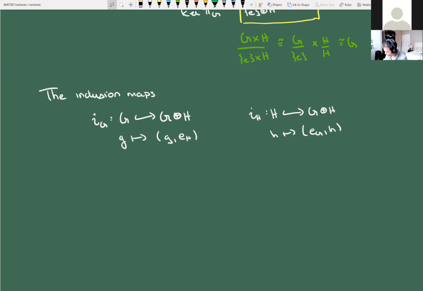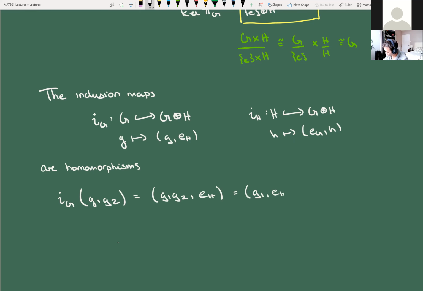For this to be a homomorphism, I'm going to have iota G of G1, G2. That's going to be equal to G1, G2 times the identity of H, which will be G1 times the identity of H, G2 times the identity of H, and that is indeed G1, G2.